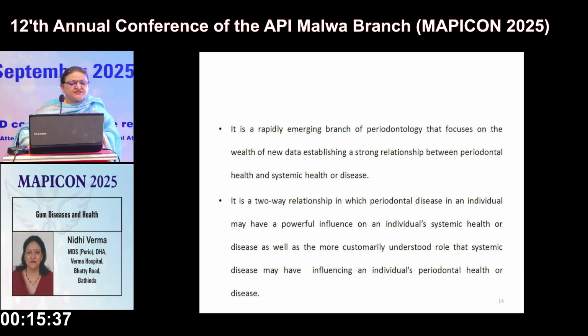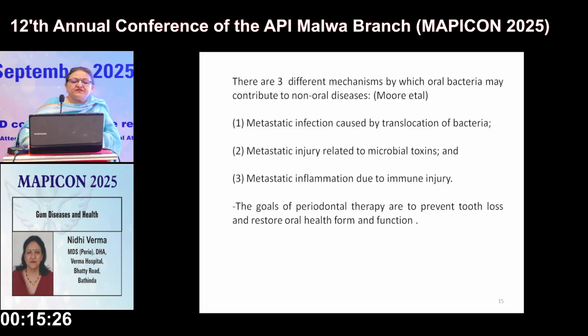There is a two-way relationship in which the periodontal health of an individual has a powerful influence on the individual's systemic health and vice versa. There are three main mechanisms by which oral bacteria contribute to non-oral diseases: metastatic infection caused by translocation of bacteria, metastatic injury related to microbial toxins, and metastatic inflammation due to immune injury. The goals of periodontal therapy are to prevent tooth loss, to restore normal oral health, form and function, and to maintain systemic health also in the same way.